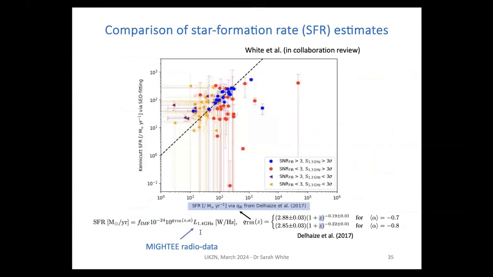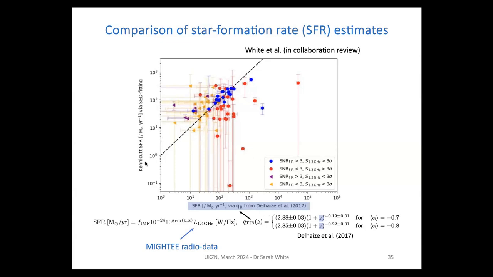And as before, we take that radioluminosity and use it to infer an estimate of the star formation rate, again, based on the assumption that all of the radio emission is due to star formation. So that gives us our measurement here. Note that this correlation is from Delhaize et al., which considers the redshift evolution of this correlation.